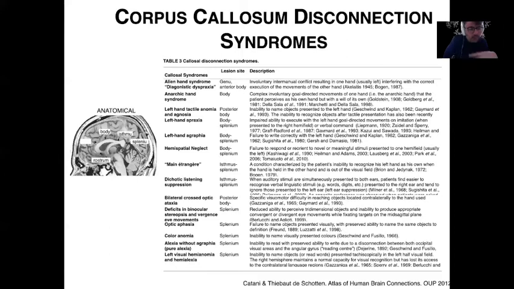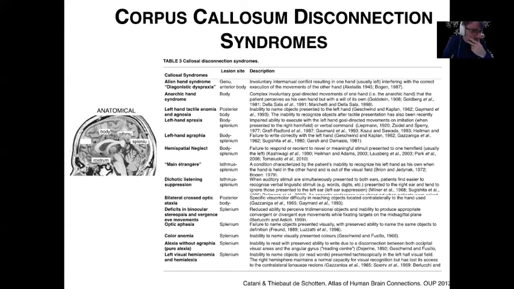In the same posterior body area, some patients will show hemispatial neglect, which I described in previous lectures. And these patients are not able to report any more events that happen in their left visual field.